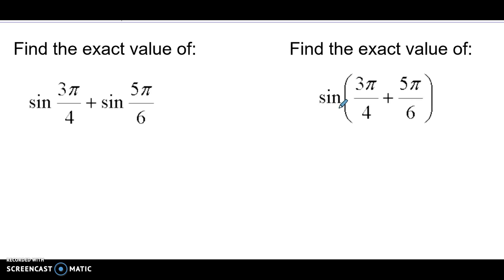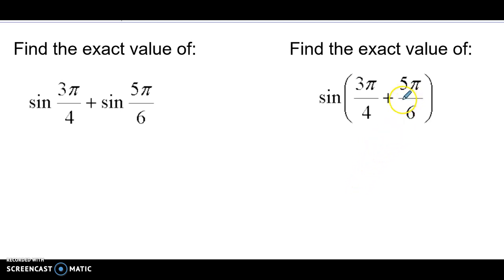So what I'd like you to do is for this first one, you should totally be able to do this. This one is simple. I'd like you to find the exact value of this sum. Over here, I'd like you to use the identity, which you have right above in your notes. Use the sum identity for sine, and then you should be able to come up with an answer.